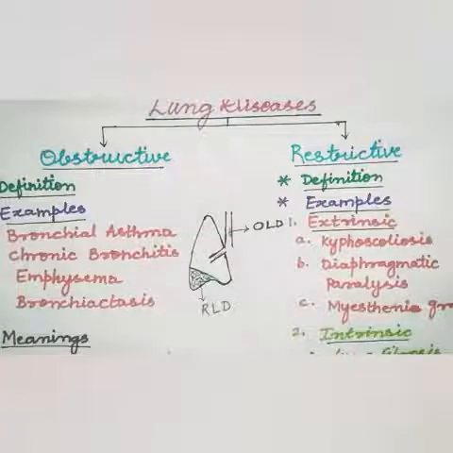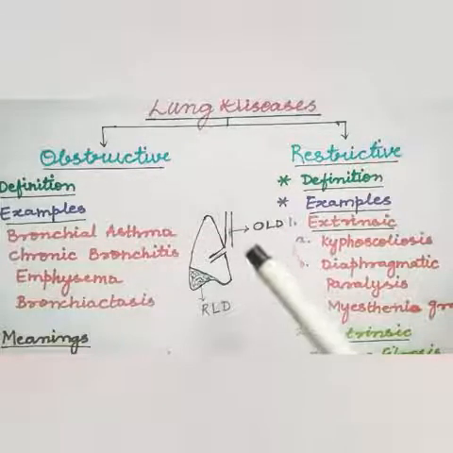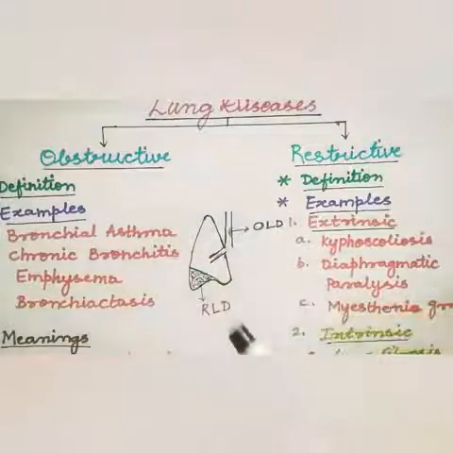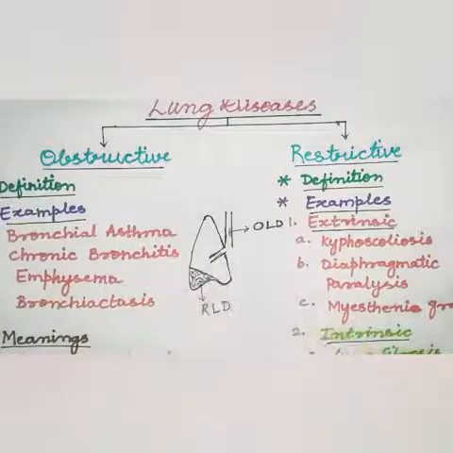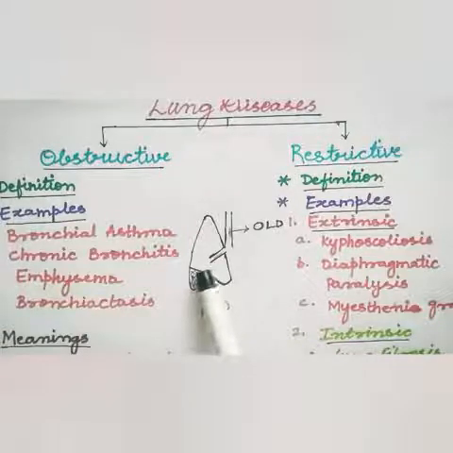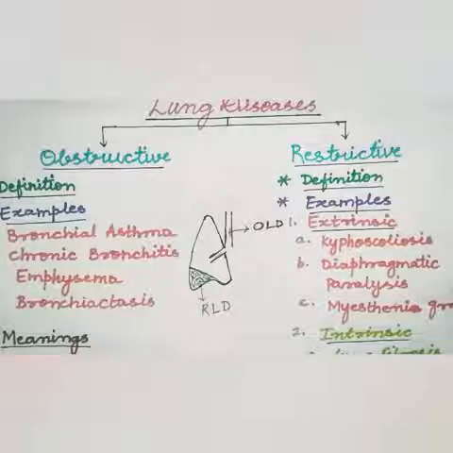It is the most proximal part, that is the bronchus and the bronchioles that are affected. Bronchus, even trachea is also affected. And in case of restrictive lung disease, the lung parenchyma is affected. Okay, that is the first point.